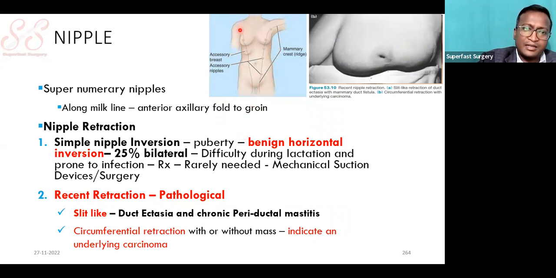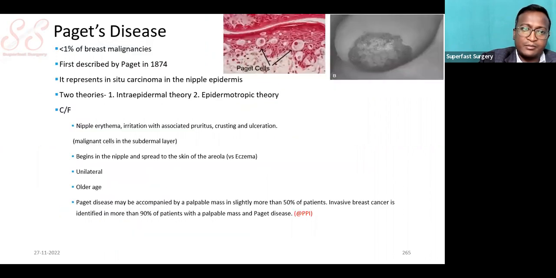The nipple can be either simple nipple inversion or recent pathological nipple inversion. Ectasia or periductal mastitis is slit-like, and circumferential when it is malignant. Yes, basal disease is important because questions are asked.